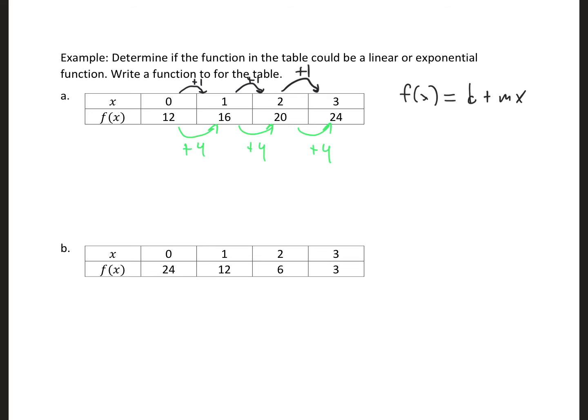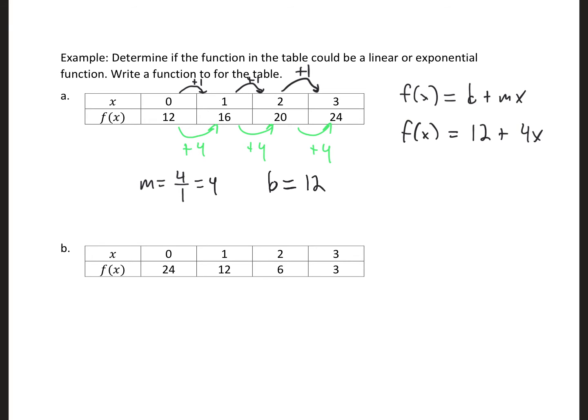m is our slope, which is the change in outputs over change in inputs. So m will be 4 over 1, which is 4. The vertical intercept is equivalent to our output when we input 0. So in this case, it'll be 12. So we can write that our function is 12 plus 4x.